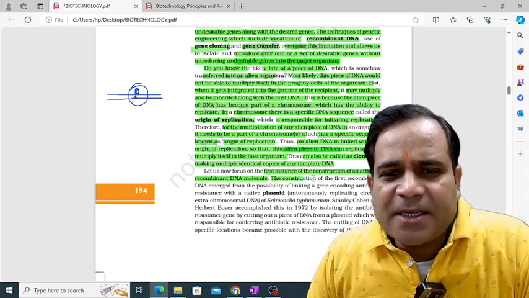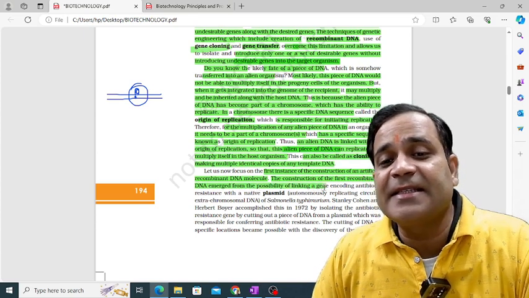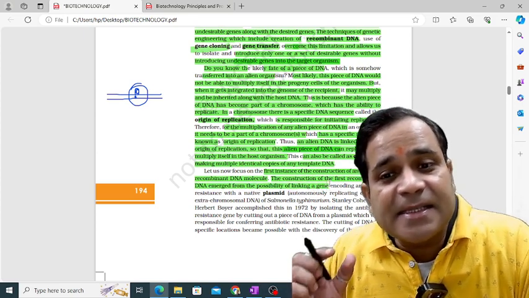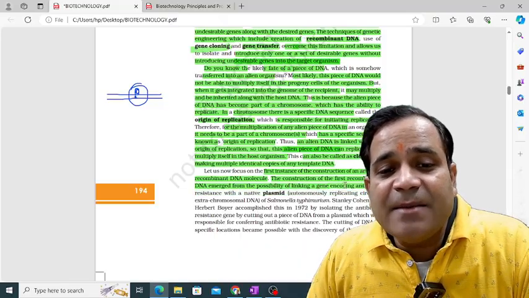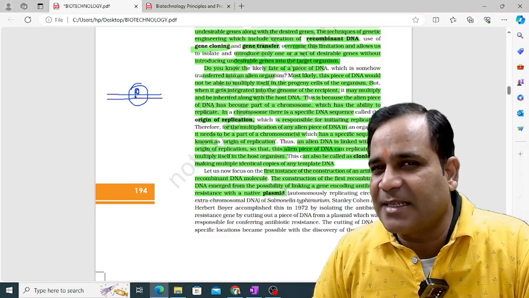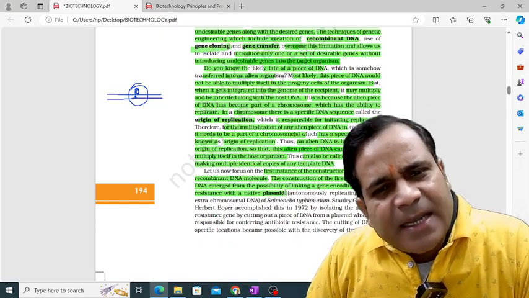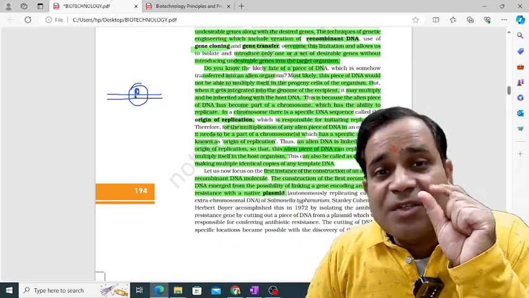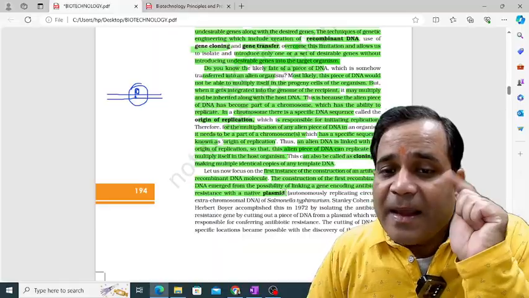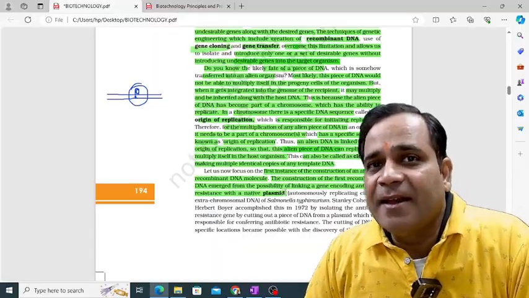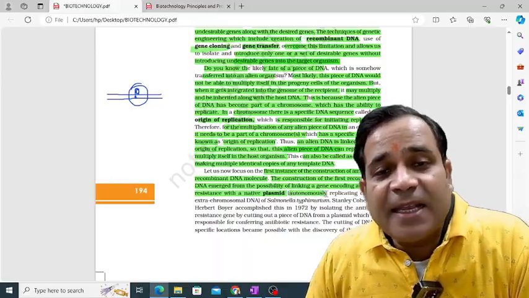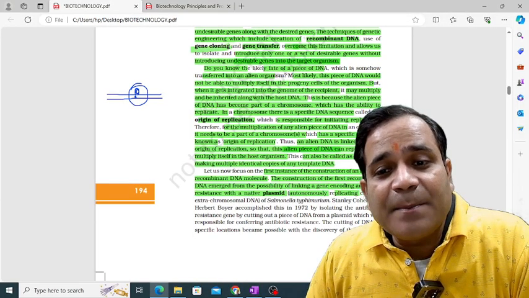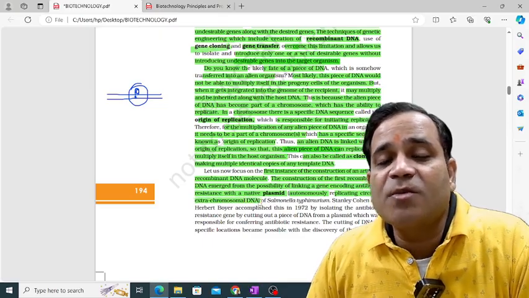The construction of the first recombinant DNA emerged from the possibility of linking a gene encoding antibiotic resistance with a native plasmid, my dear. The native plasmid is an autonomously replicating circular extra-chromosomal DNA.